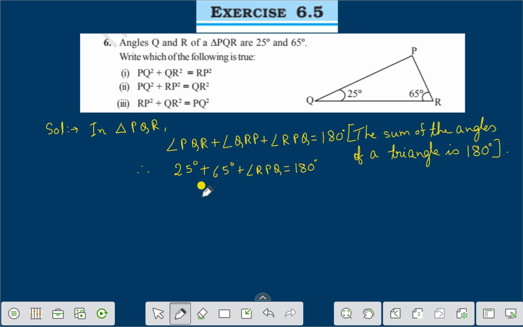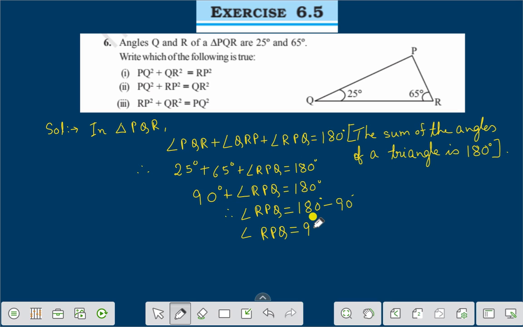Therefore, 65 plus 25 is 90 degree plus angle RPQ is equal to 180 degree. Therefore, angle RPQ is equal to 180 degree minus 90 degree. Therefore, angle RPQ is equal to 90 degree.